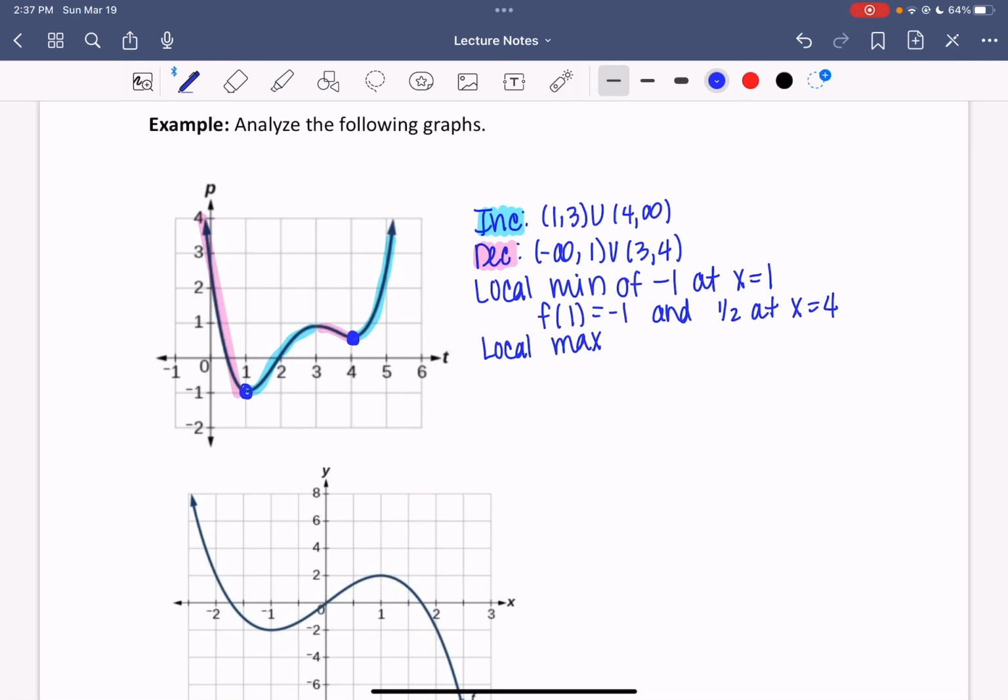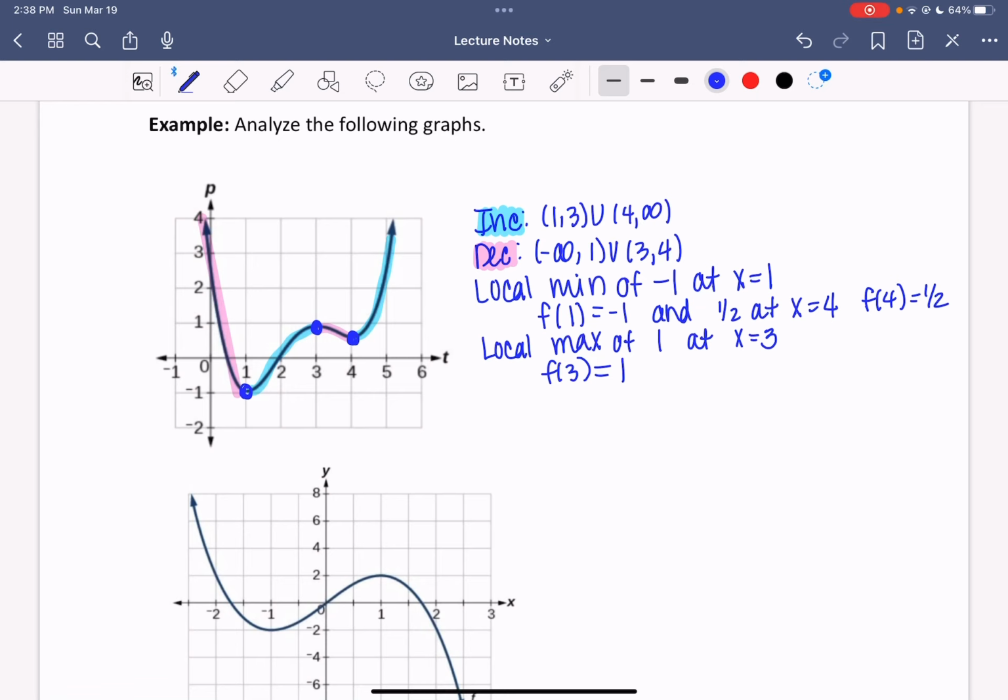Then you're also going to have a local max. So let's look for the max. Max is when it goes from blue to pink, or when it goes from increasing to decreasing. And we only have that right here. These are just local, not absolute. So we're going to have a local max of 1 at x equal to 3, or we could say f of 3 is equal to 1. Over here, we would say this was f of 4 equal to 1/2. And again, I was just estimating about where that was.